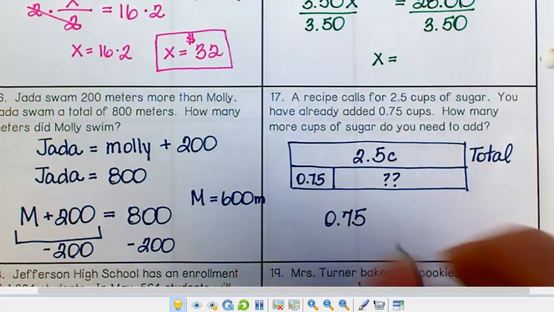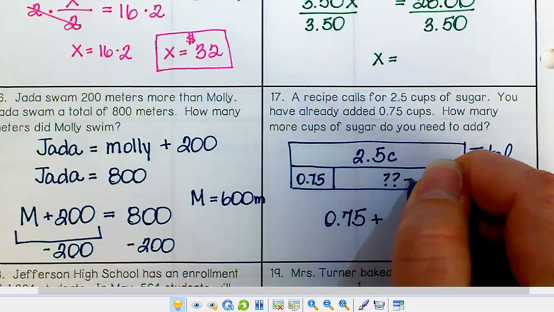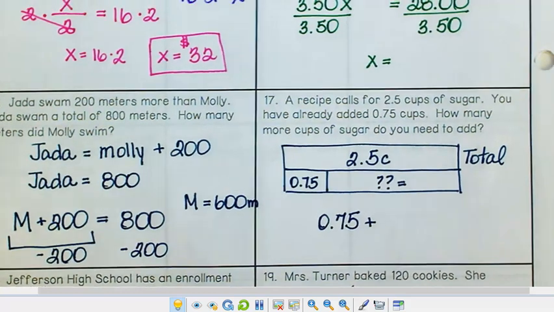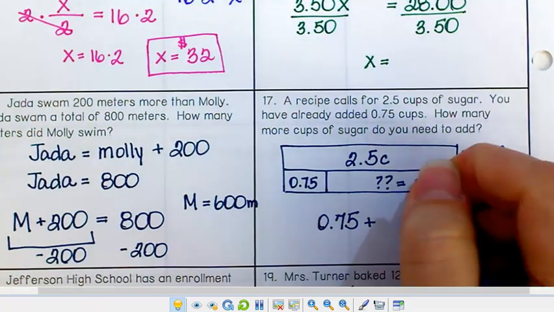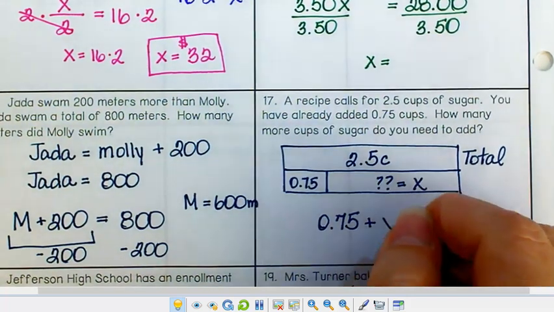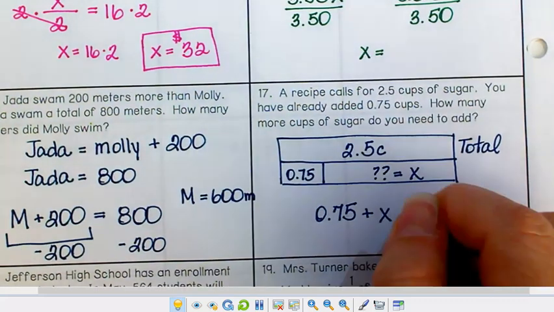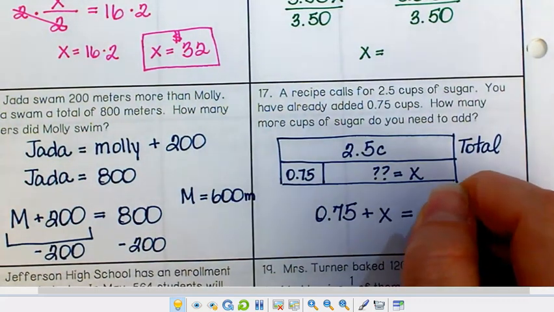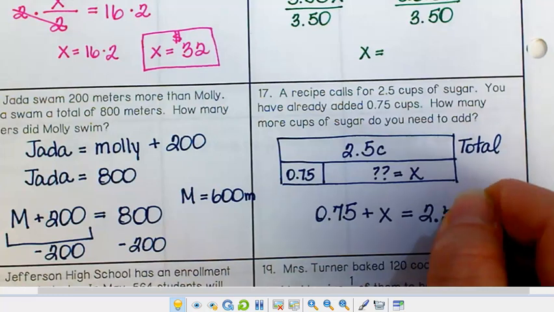0.75 is what I already have, plus how much I need to add, that question mark. We'll just call it X. So I've already added this. I don't know how much more I need to add, but when I do, I need to have a total of 2.5 cups.